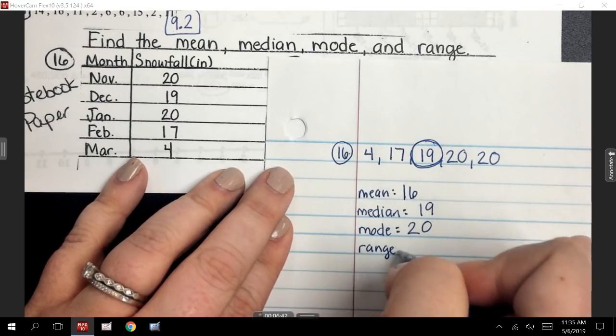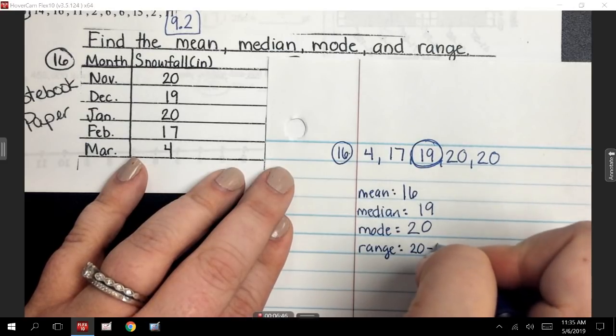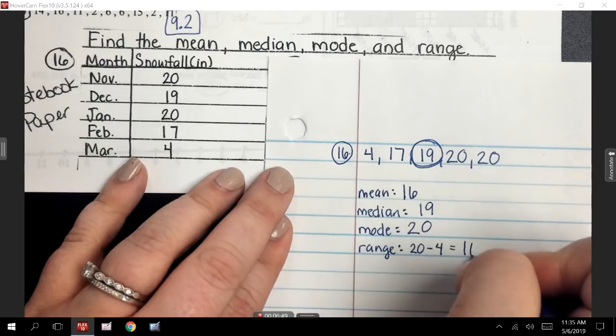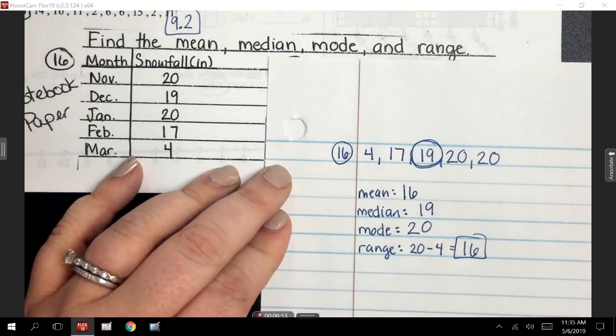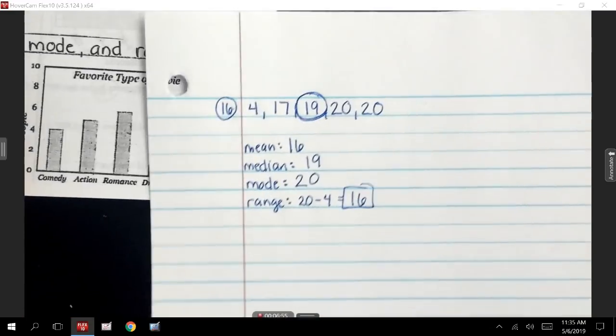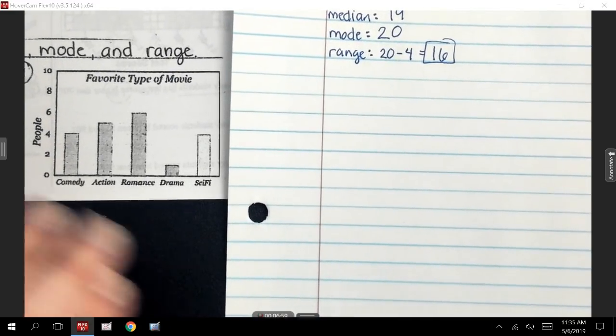And then we've also got to do the range. To do the range, we're going to subtract the biggest minus the smallest. So 20 minus 4 is 16. So that would be my range. Okay. And slide it over, and I'm going to slide it up. So now I'm going to look at number 17.